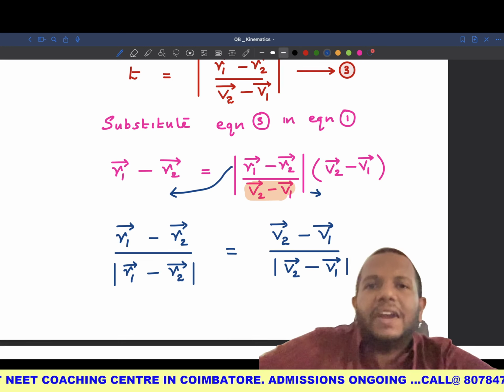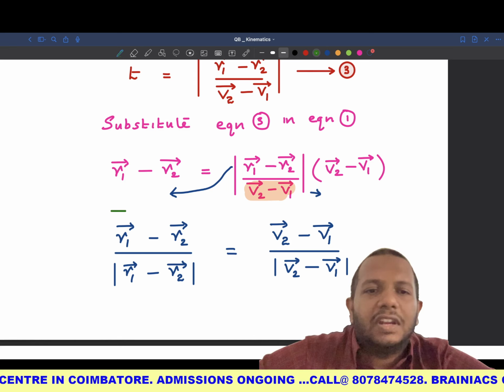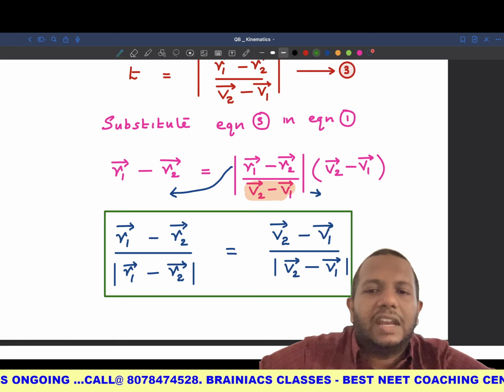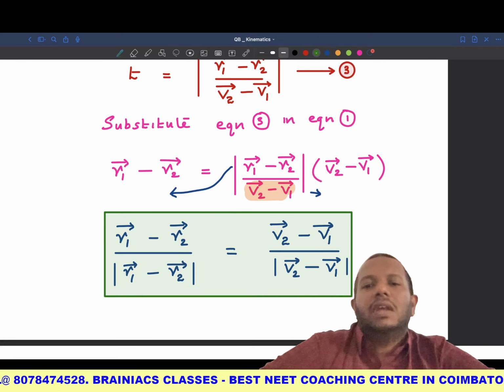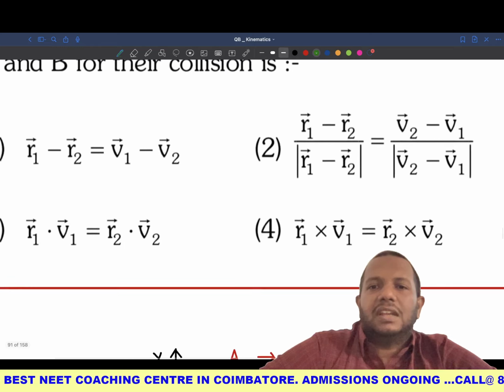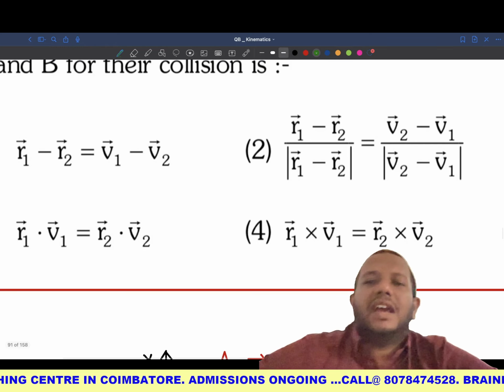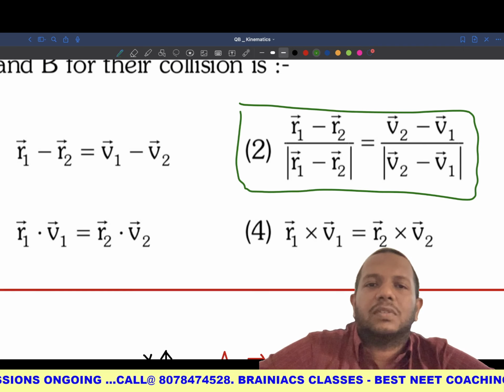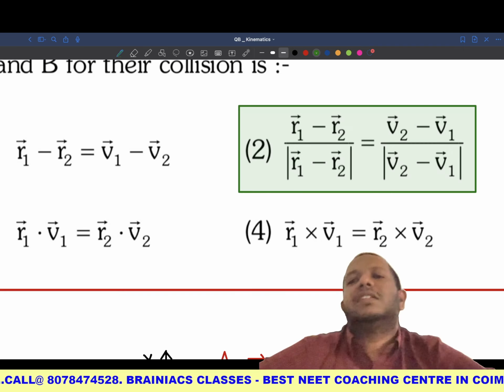So I hope this is the final condition that is mentioned in the options. I can check for this option and identify where it is present. On analyzing the options, I can say this is present here as option 2, and hence option 2 is the correct answer for this question. I hope you understood this question very clearly.